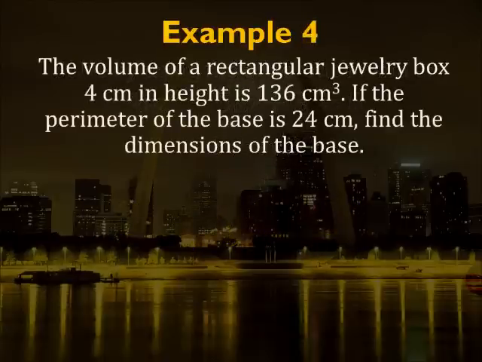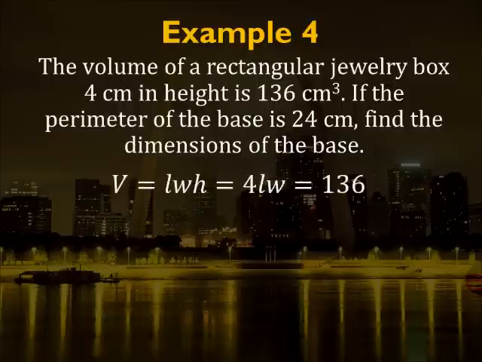Oh, look at this, a word problem. The volume of a rectangular jewelry box 4 centimeters in height is 136 cubic centimeters. If the perimeter of the base is 24 centimeters, find the dimensions of the base. So, in this section, you are going to have a lot of word problems to do, so get ready. Because otherwise it would just be plugging and chugging. What fun would that be?